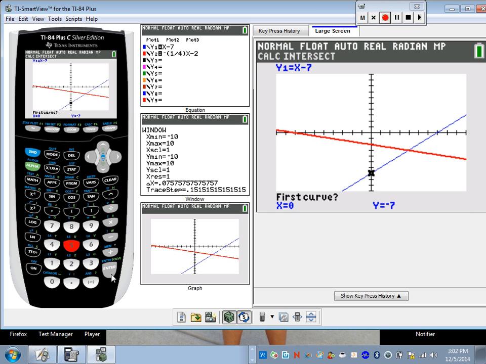And it says first curve. This is a TI thing. And I'm going to say enter. And then it says the second curve. You notice it's showing you an intercept. So I'm going to say enter. And then guess. I have no idea why we do that. And there's your intersection. It's 4, negative 3.